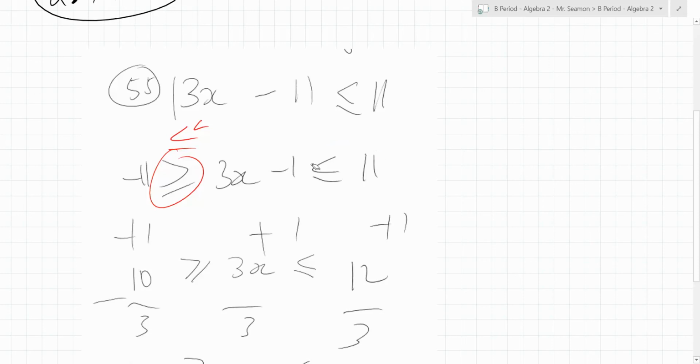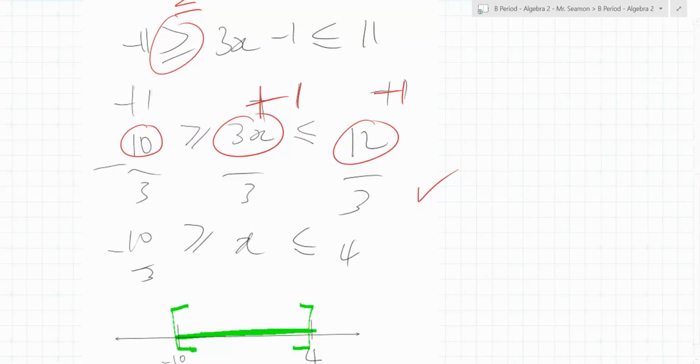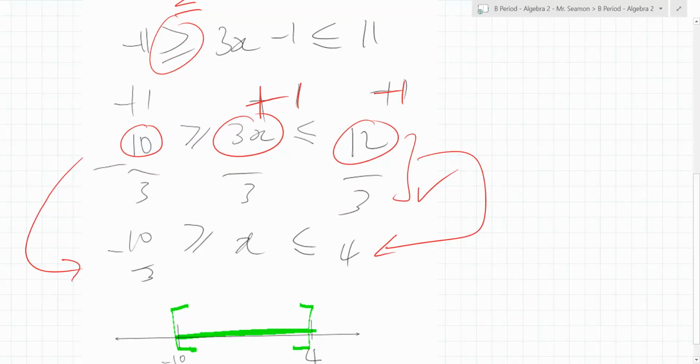So what do you have to do to all three places here? Nope. We want to add 1. So she added 1 right here. This is adding 1. So when you add 1, you end up with 12, 3x, and negative 10. And then what did she do to all three of them? She divided by 3. What's 12 divided by 3? 4. And then it's negative 10/3.